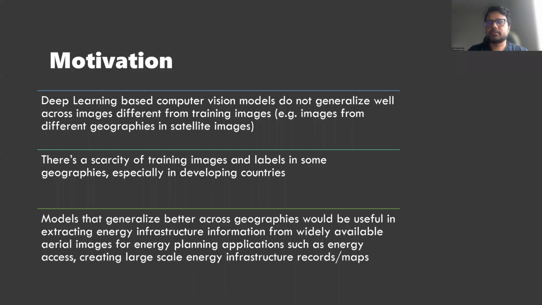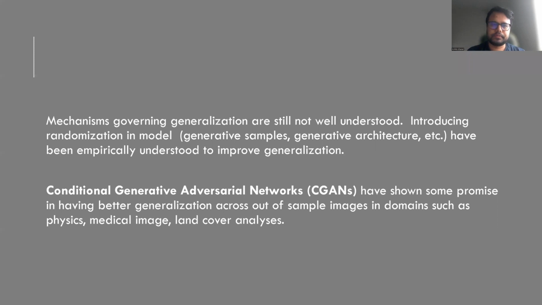Deep learning-based computer vision models do not generalize well across images that are different from training images, and there's also a scarcity of training images in some geographies, especially in developing countries. So we would need models that generalize better across geographies if we were to use deep learning computer vision models for energy infrastructure applications. And the mechanisms governing generalization are still not well understood.